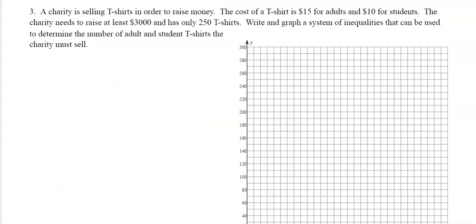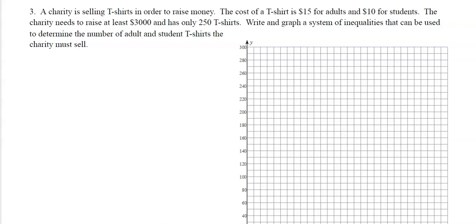All right, so number 3, we've got a word problem here. It says a charity is selling t-shirts to raise money. Cost of a t-shirt, $15 for adults, $10 for students. That's kind of a tip-off. I'm going to have a system of equations because I have 2 different prices going on. I need to raise at least $3 grand, and we only have 250 t-shirts. So obviously if I sell more to adults, I'm going to make more money. Less to adults, less money.